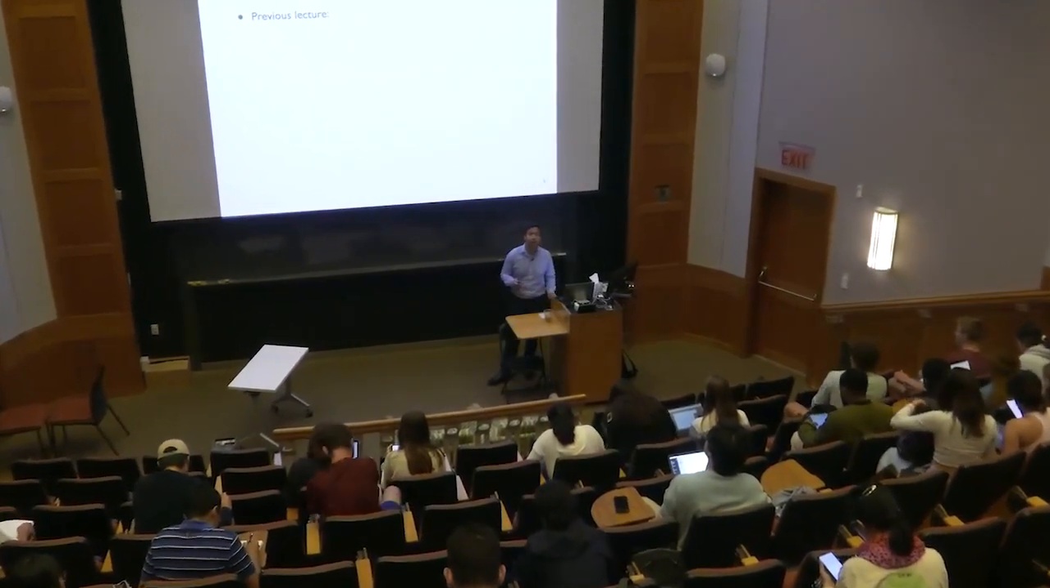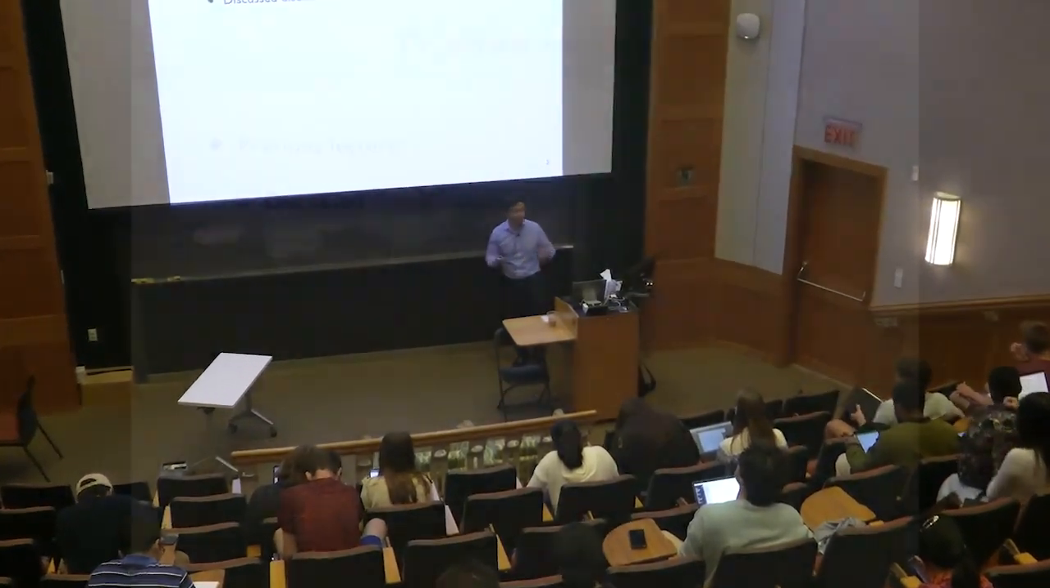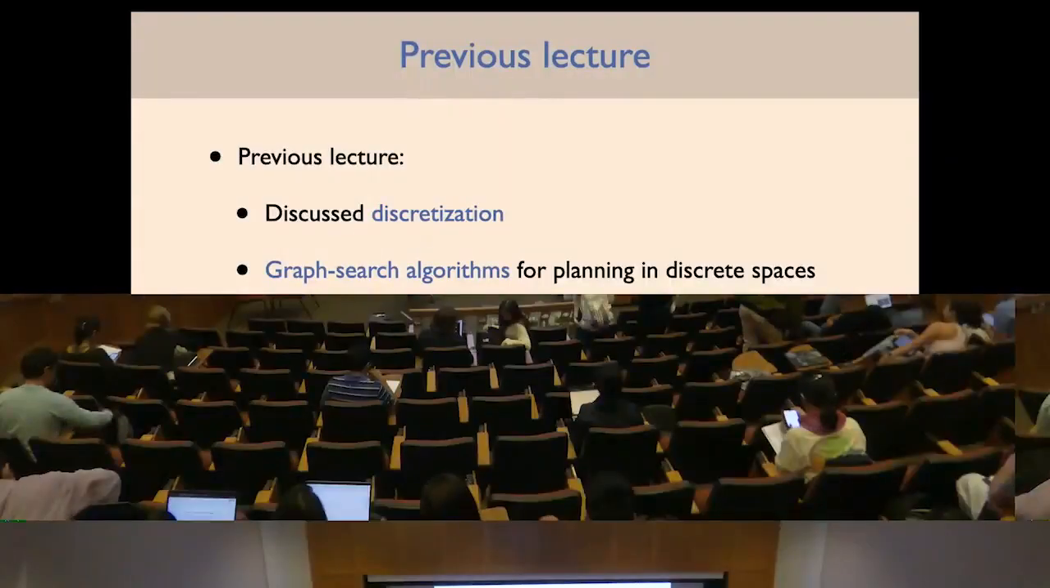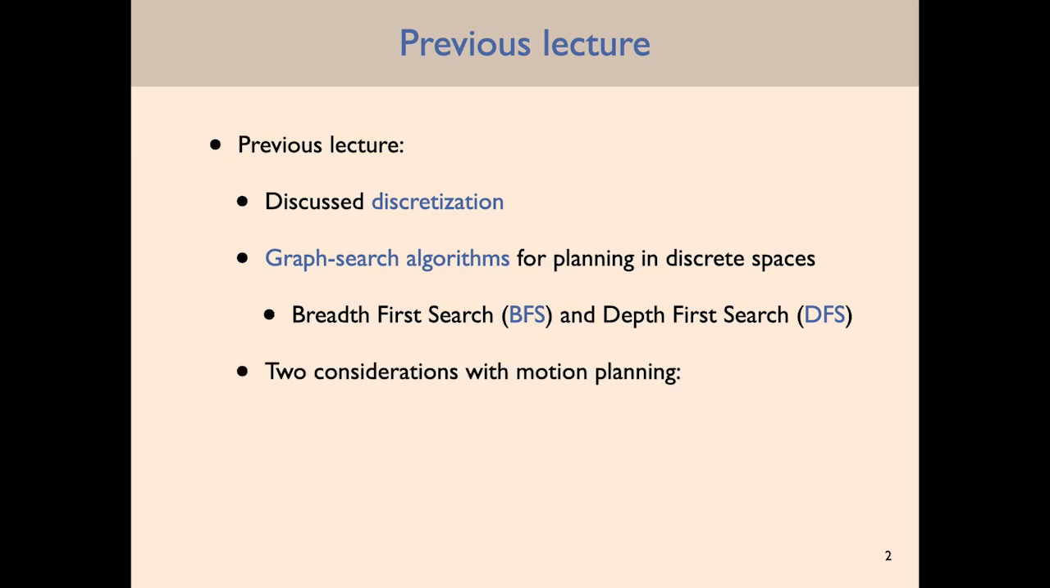So we thought about how we can take a continuous motion planning problem, so motion planning in a continuous space, discretize it, which then allows us to use some pretty powerful techniques from graph search algorithms. Specifically, we discussed two algorithms in the previous lecture, breadth first search, which is BFS, and depth first search, DFS.